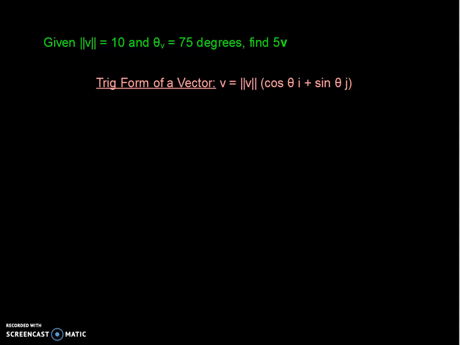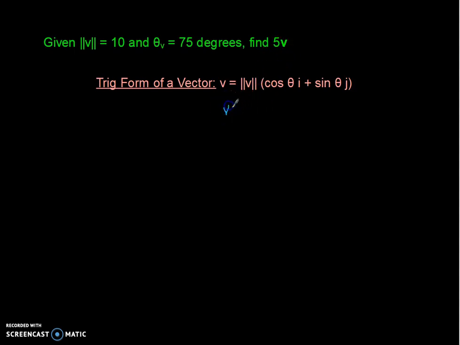Hi guys, so today we're going to go a little further into vectors. So just note that what's given to you is the magnitude and the direction angles. There's three ways to write a vector: linear combination form, component form, and trig form. Given the magnitude and theta, it would be easiest to write it in trig form because these are all the values that I need. Notice that they're asking you to find 5v.